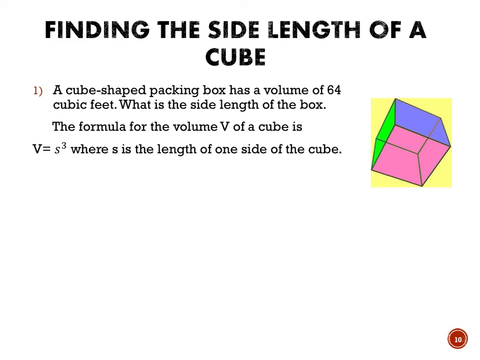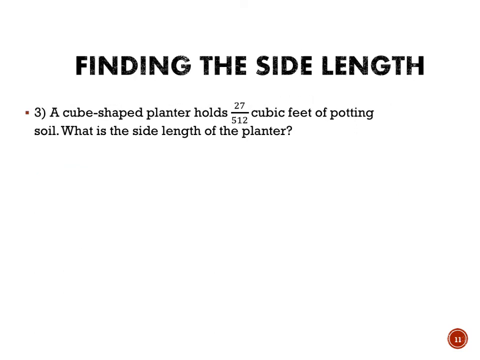So we know that the volume is 64. We do not know what the side length is, so we'll take the cube root of both sides. Because the cube root of S cubed equals S, and the cube root of 64 equals 4. Finding the side length.